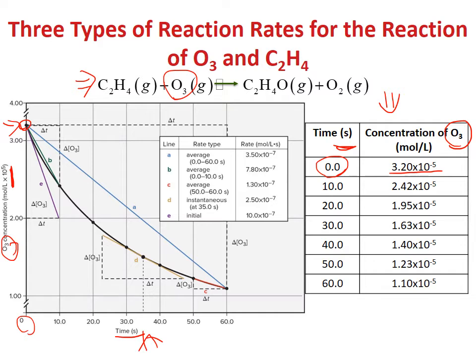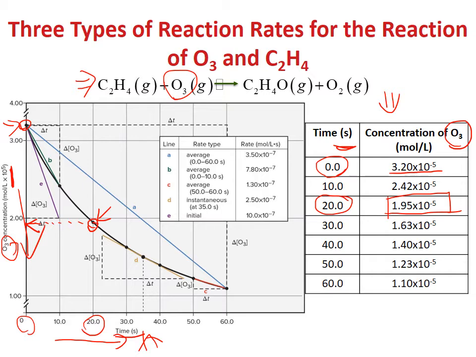Okay, and when time is 20 seconds, from the table we can see concentration is 1.95 times 10 to the minus 5, and on the plot is this point. Time is 20 seconds, concentration here, this point, is 1.95 times 10 to the minus 5. So increase time, decrease concentration of ozone. And this is because with time, some ozone is consumed, so it becomes product. And so the concentration of ozone decreases.